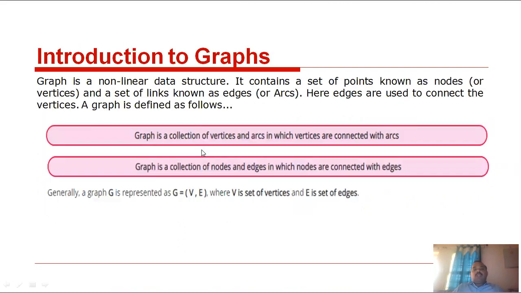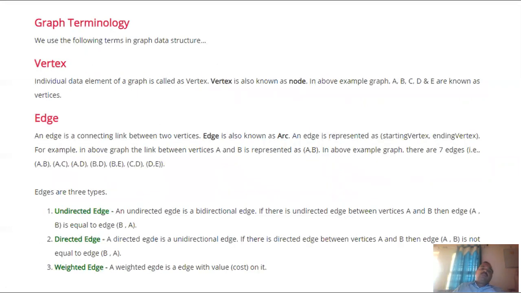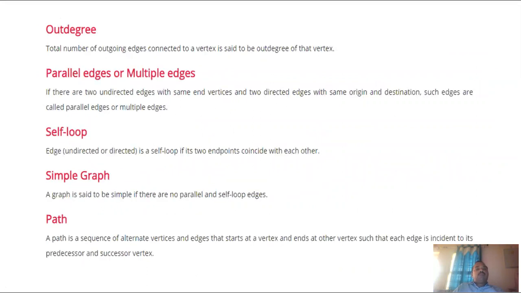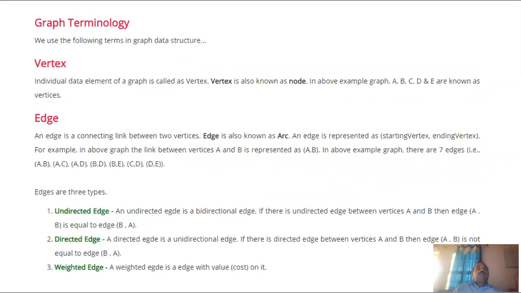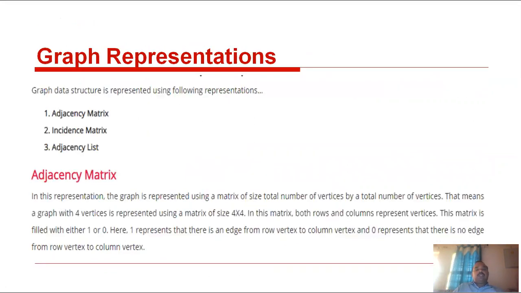So we know what a graph is. A graph is a collection of nodes and edges. Am I right or not? Yes. So this is an example of a graph. These are all the components of the graph, the terminologies of the graph. Okay. So next one, graph representations.